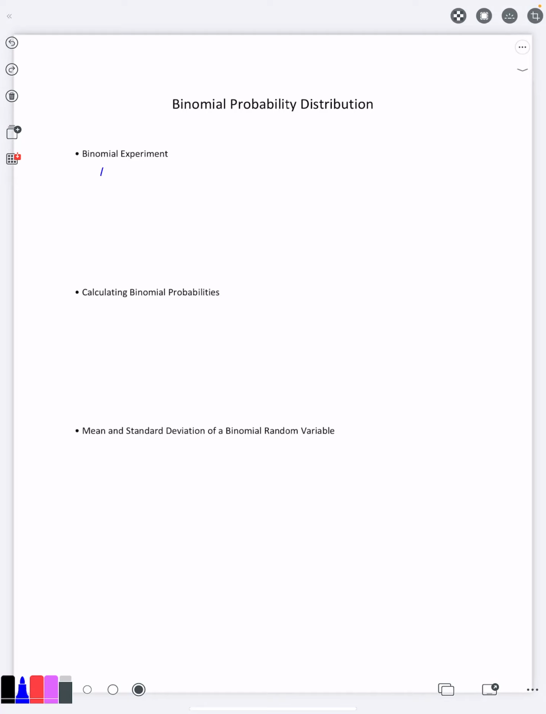A binomial experiment is a random experiment that satisfies the following four conditions. One is you're going to repeat the experiment a fixed number of times, which we're going to call n. So we're going to say before we do anything, we're going to repeat this 10 times, or 30 times, or 5 times. We're going to pick a number before we do it and then repeat it.